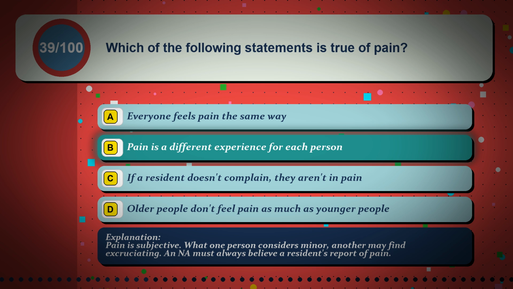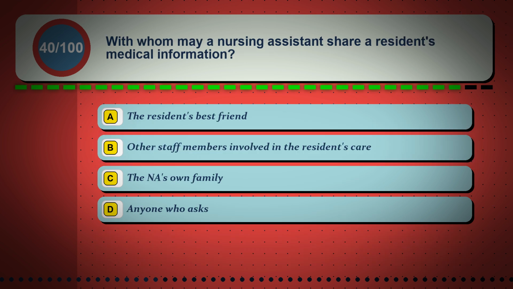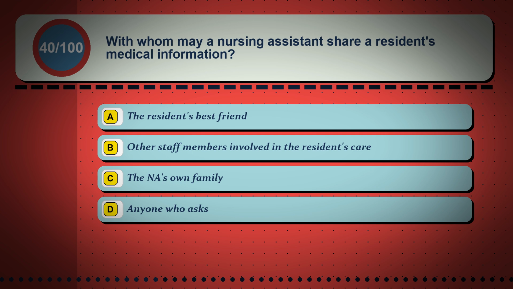Question 40. With whom may a nursing assistant share a resident's medical information? Option A. The resident's best friend. Option B. Other staff members involved in the resident's care. Option C. The NA's own family. Option D. Anyone who asks.